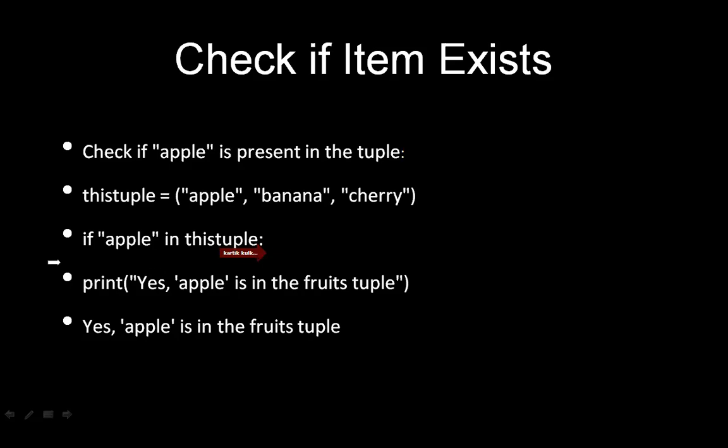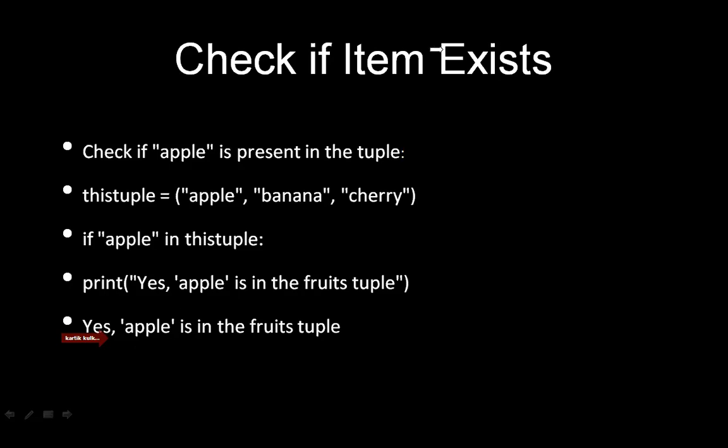So the syntax to check whether an item is present in the tuple is: if, then the value, then the in keyword, then the tuple name. In the next statement I will print, yes, the apple is present in the fruits tuple. Obviously, if the apple is present in that tuple, you will get the output, yes, apple is in the fruits tuple. This is the theoretical explanation.